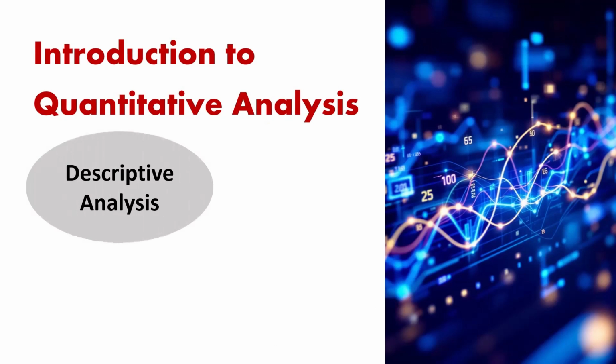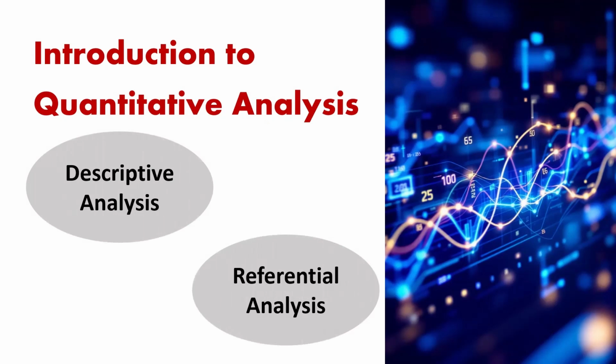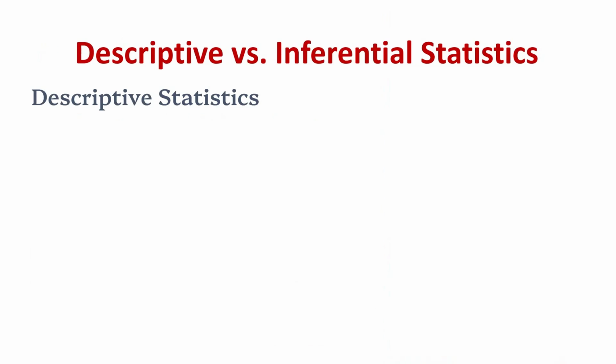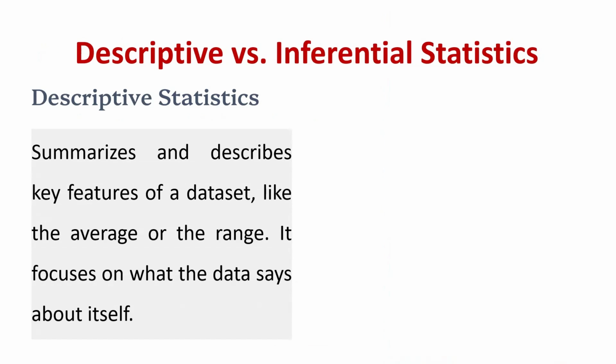Quantitative analysis has two main types, descriptive statistical analysis and inferential statistical analysis. Descriptive, something to describe. It describes your current data or historical data. Inferential, something related to the future. The descriptive statistical analysis methods are methods of analysis that summarize and describe the key features of a data set, which will describe something that we already have or historic, such as the average or the range.